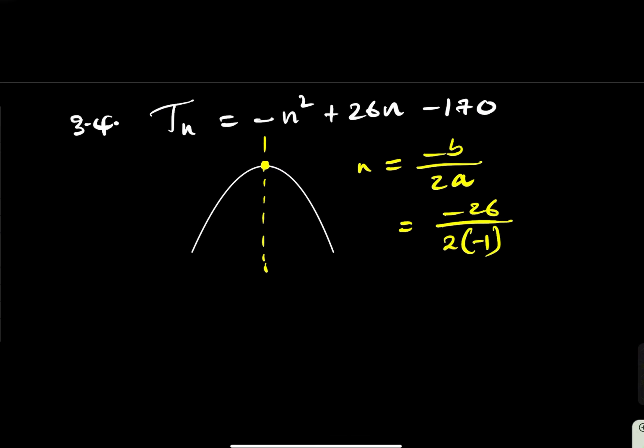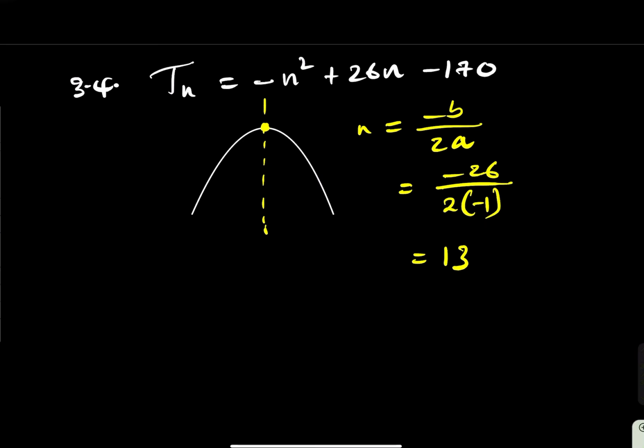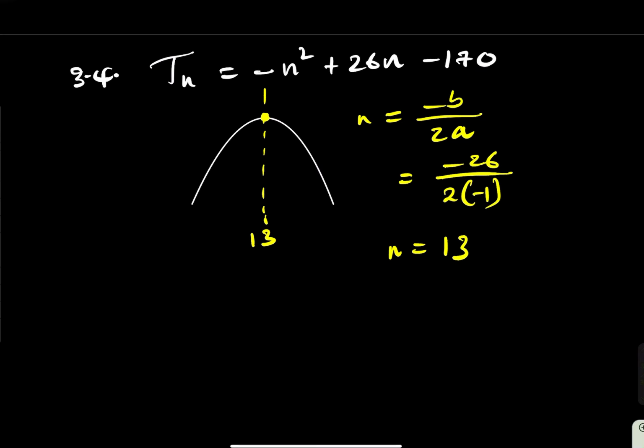So as a result, what do we get? 26 over 2, that is 13, I believe. So that is 13, which is your value of n. Now you need to get the corresponding y value at that point. This is your x, that is 13, and you need to get the y value there. How do you do that? You are going to substitute this 13 in here.